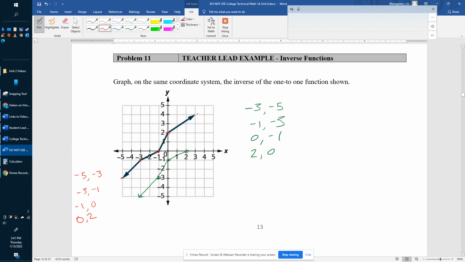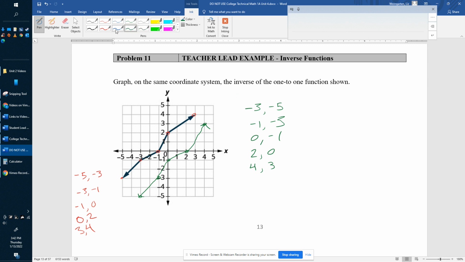Our final little line segment is at x is 3, y is 4. So our inverse has to flip those two around. It's going to be 4, 3. 4, up 3. It's going to be right there. So that is our inverse graph.